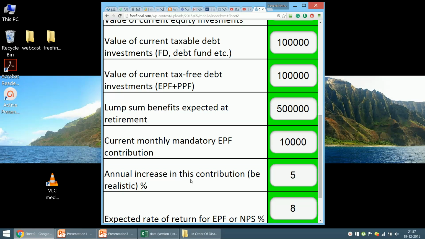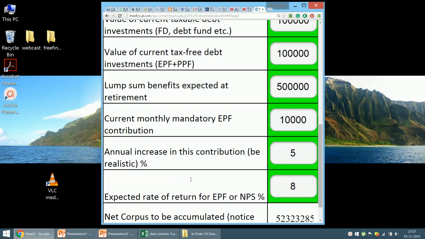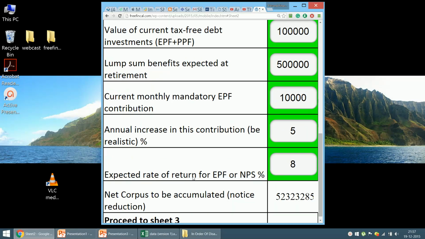Now, at what rate will this EPF contribution increase each year? Because your salaries will increase, so the EPF will also increase. Let's say 5%. Make it 3% if you're not sure it will go 5%. Because if you get DAs and so on, it will be 5%. But if you're in corporate, it will be tough to estimate. So use a pretty reasonable number that you think. Because if you have recessions and so on, this may change.